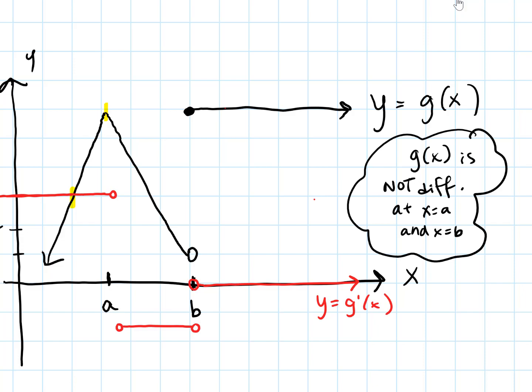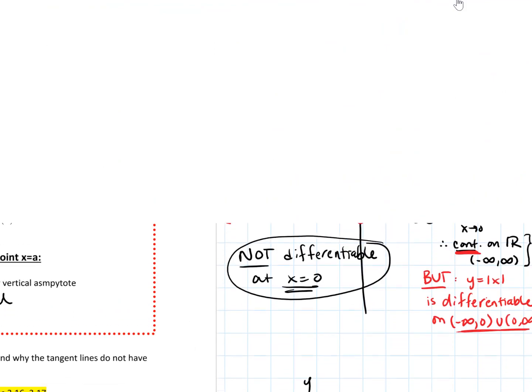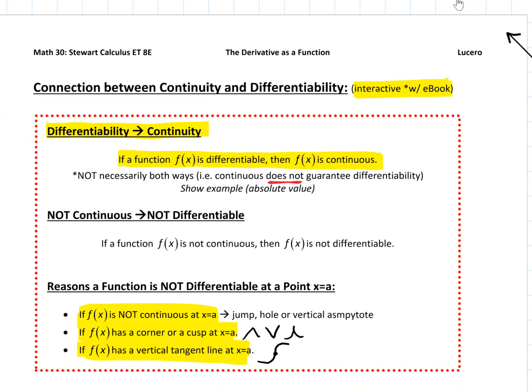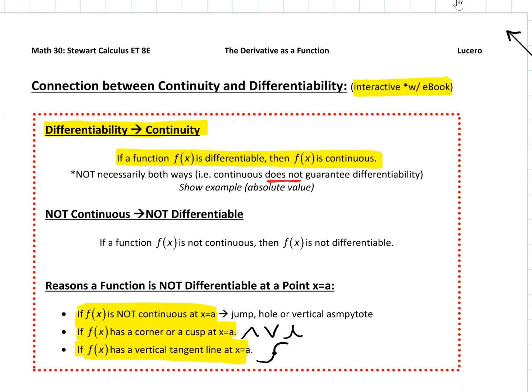Just to end, to remind us, there are 3 types of conditions that we want to keep our eye out for graphically, places where the derivative doesn't exist, where a function is not differentiable. Any place that we have a discontinuity, a jump, a hole, or a vertical asymptote, the function will not be differentiable. Also, if it has a corner or a cusp, the function is actually still continuous at those points, but it will not be differentiable. And any place that we have a vertical tangent line, so if we have a vertical tangent line at x equals a, that is also a place where it's not differentiable.